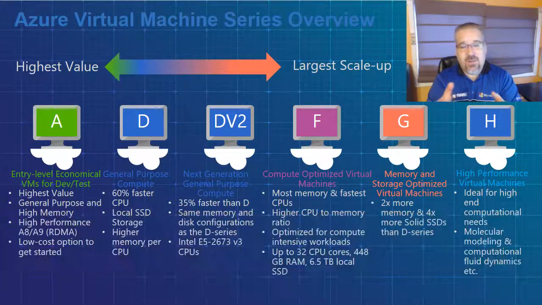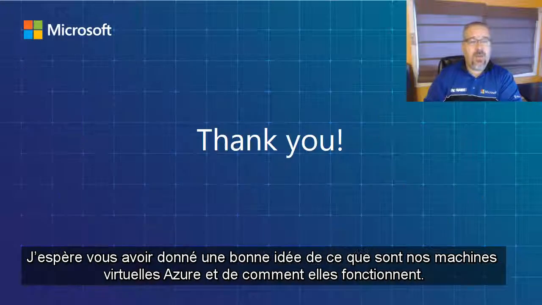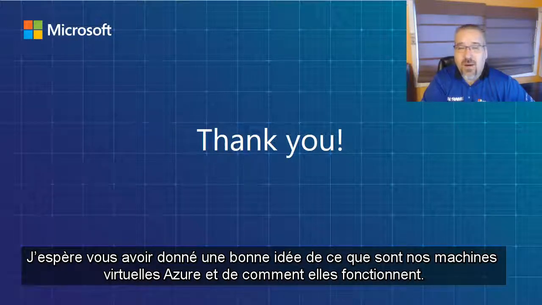And each one of these series of machine has their own family of virtual machines, anywhere from, if you use the A series, from an A0, which is as small as 1 core and 3/4 of a gig of RAM, all the way up to, I believe you can get 32, if not 64 cores and well over 100 gigs of RAM. So hopefully that'll give you a good idea of what our Azure virtual machines are and how they work.